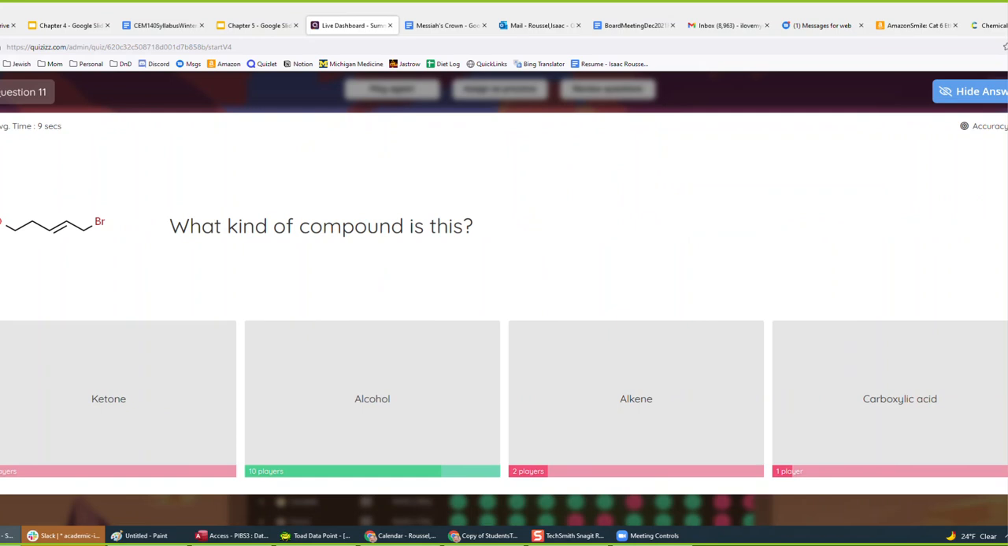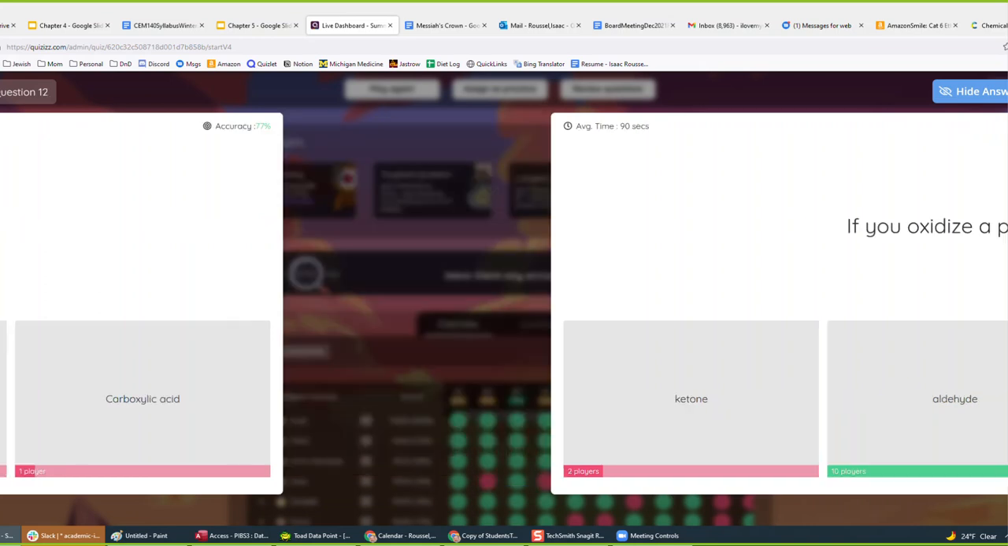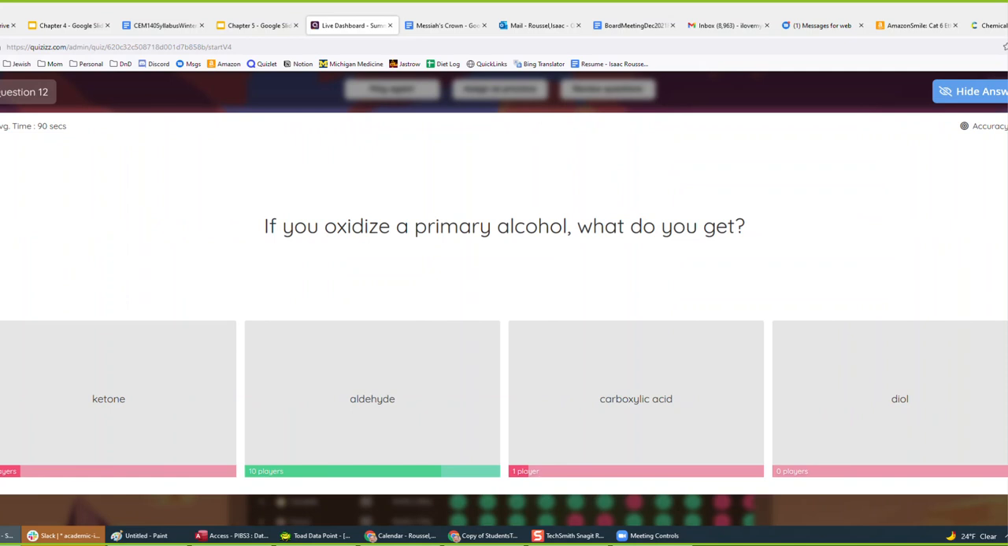What kind of compound is this? Most of you got it correct. It is an alcohol because that alcohol takes priority over the alkene. And so this is an enol. If you oxidize a primary alcohol, what do you get? Most of you got it right. It's an aldehyde.